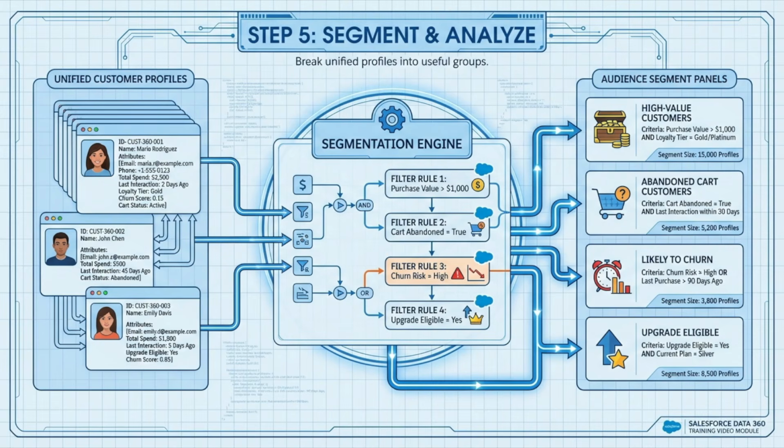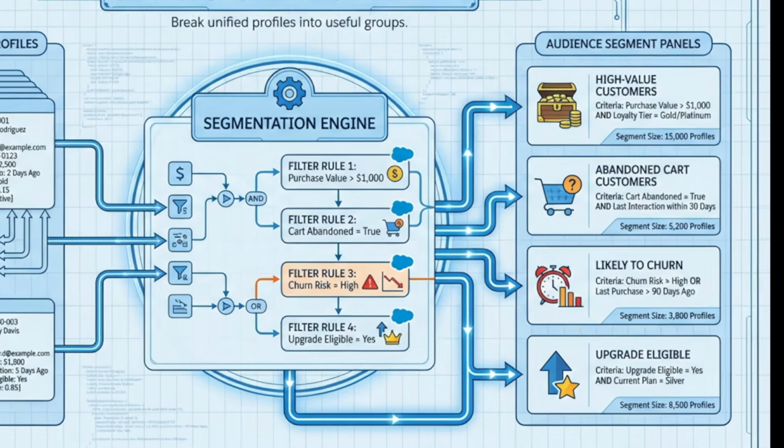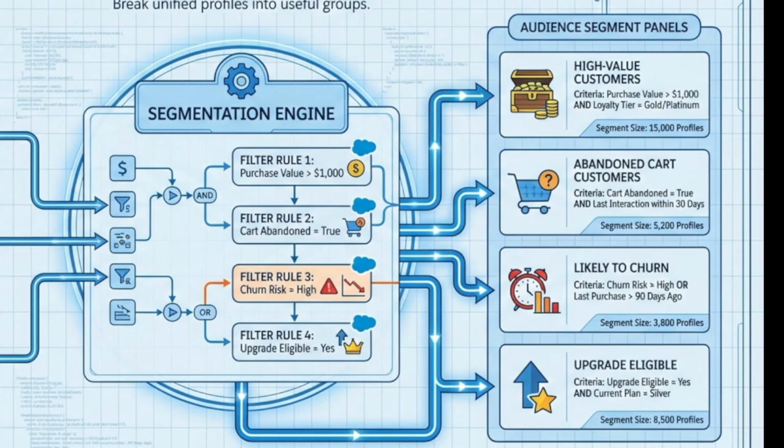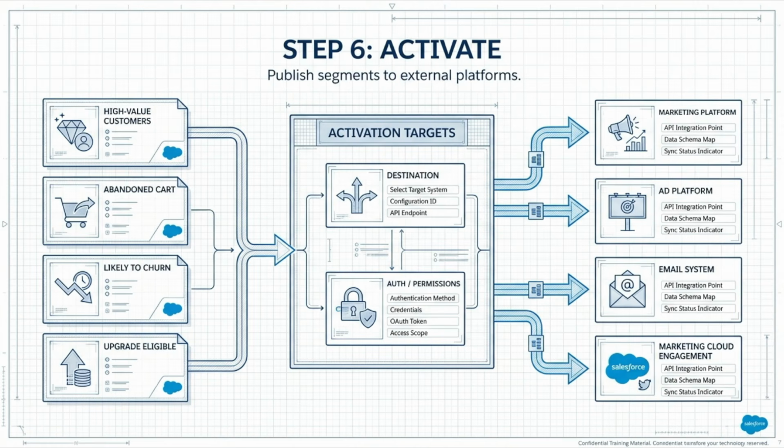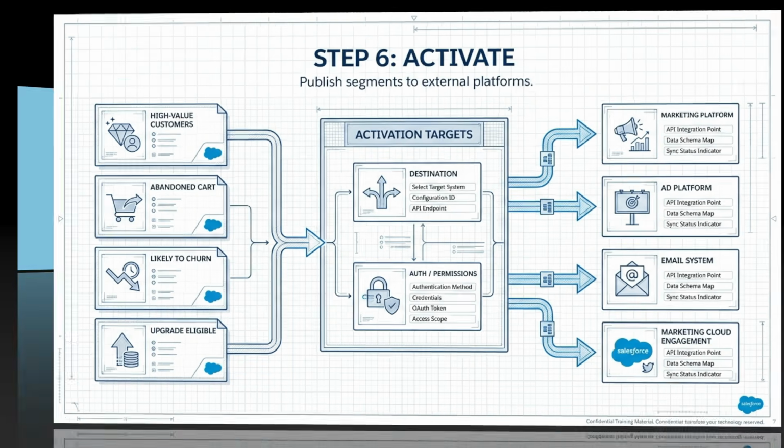5. Segment and analyze. Once you have unified profiles, you can create segments. Segmentation is breaking down your data into useful groups, for example, high-value customers, customers who abandoned carts, customers likely to churn, customers eligible for an upgrade. 6. Activate. Activation is taking those segments and pushing them into external platforms. That might include things like marketing or ad platforms, email systems, Salesforce activation destinations like Marketing Cloud Engagement. And an activation target is just the destination plus the authentication details needed to send the data.